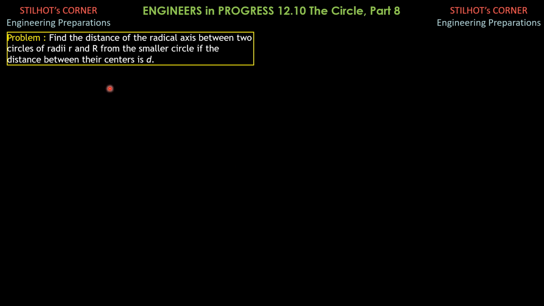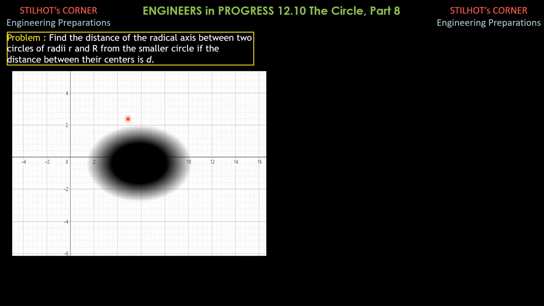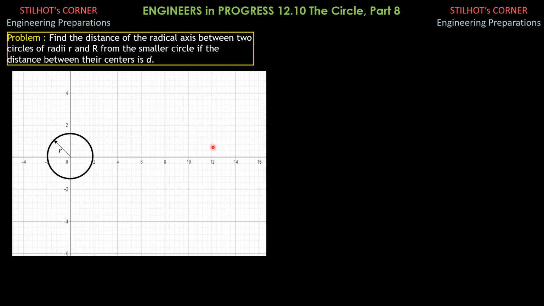So as I said, for simplicity, let's make the centers of these two circles lie on the x-axis or on the y-axis, but I'll present the centers of these two circles to lie on the x-axis, and one of them, the smaller one especially, has its center at the origin. So this is the smaller circle, radius small r, and the bigger circle would be somewhere there, radius big R, and the distance between their centers is d.